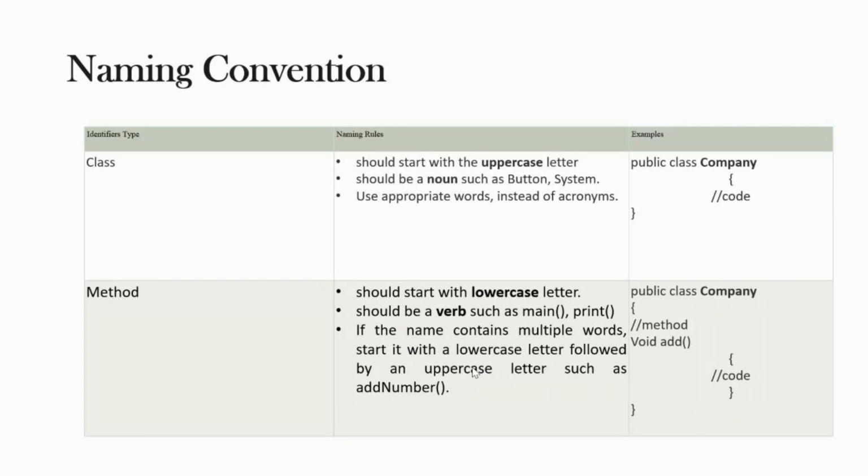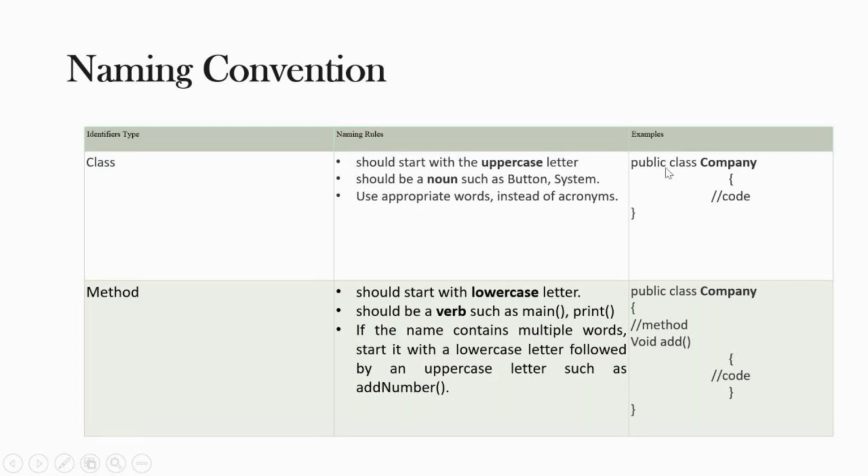Naming convention. So, what is this naming convention? If you look at a particular word in your IDE or wherever, in your notepad also, you should be able to say whether this is a class, this is a method, this is a package. So when you write any name, it should follow some standard patterns. What is the pattern? First look into the class. What they are saying is that a class should start with an uppercase letter and should be a noun such as button or system. Use appropriate words instead of acronyms. So this is how they are saying.